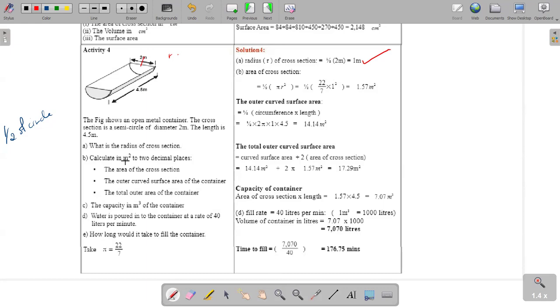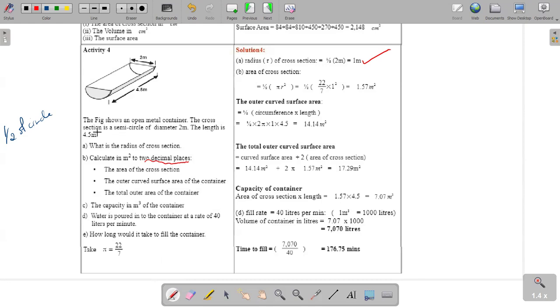Calculate in meter square. So that means we got to pay attention. Always pay attention. The units they gave us is in meters, and the answer that they want for us to have is in meters as well. So we don't have to do any conversion. Always back check that first. Two decimal places. So that means we have to round off our answer. The first thing they want us to find is the area of the cross section.